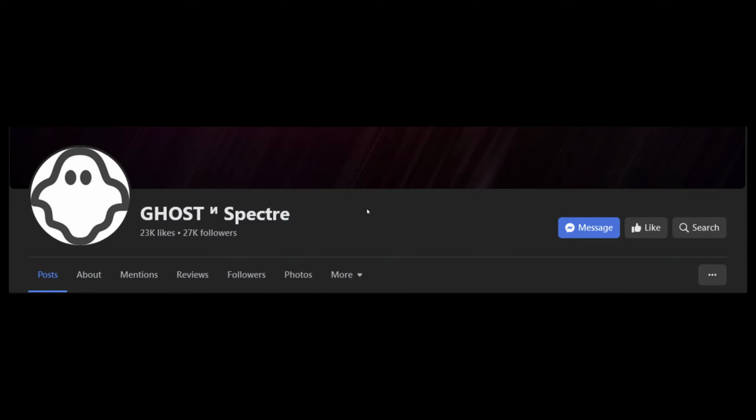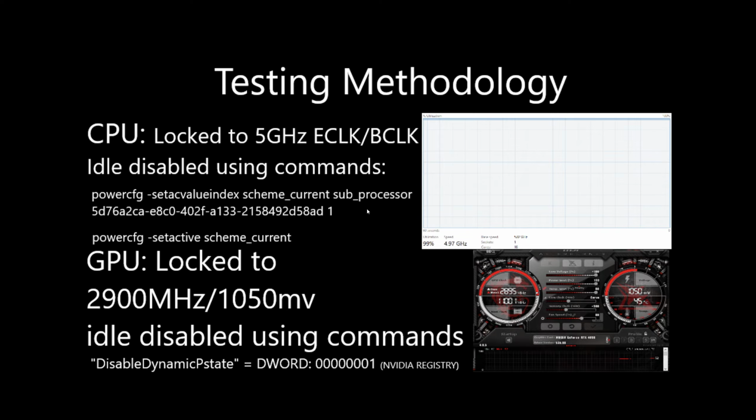So with that being said, I did have a pretty strict testing methodology that I wanted to go over and give you guys an example for. For the CPU, I locked it to 5 gigahertz with the BCLK and ECLK clock, and I disabled the idles so it's running at 100%. And those are the commands to do it.